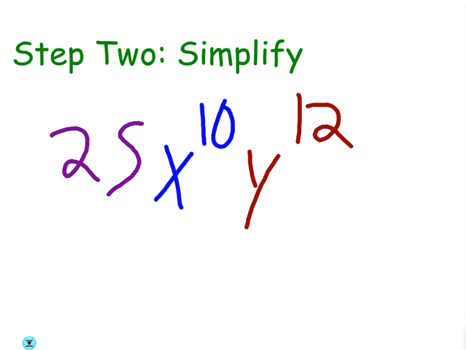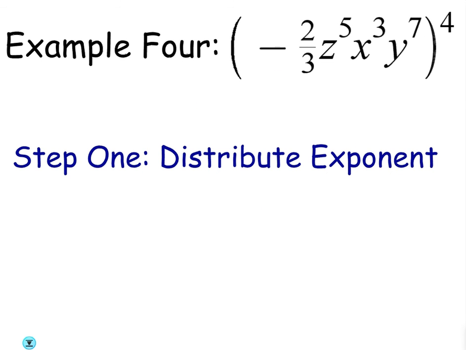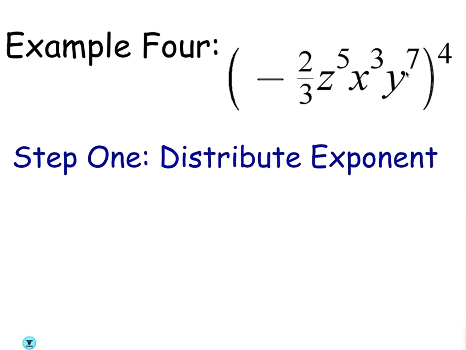So you can start to see that once you distribute the exponent, it's more or less review, right? It's lessons we've already gone over. Okay, so we're going to do one more. So we have -2/3 z to the 5th x cubed y to the 7th. See if I can bring this down a little bit so we can distribute.